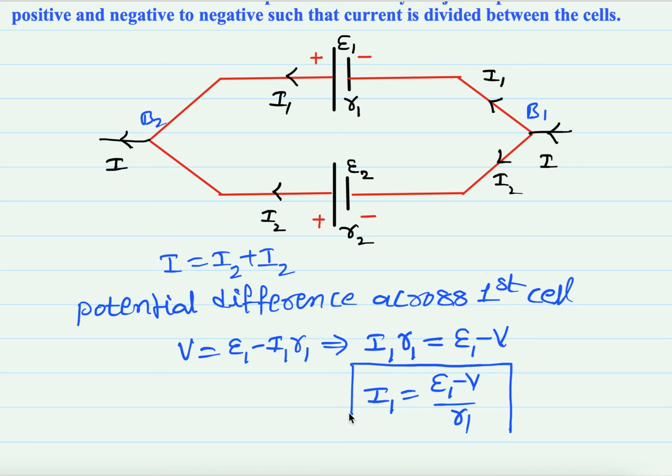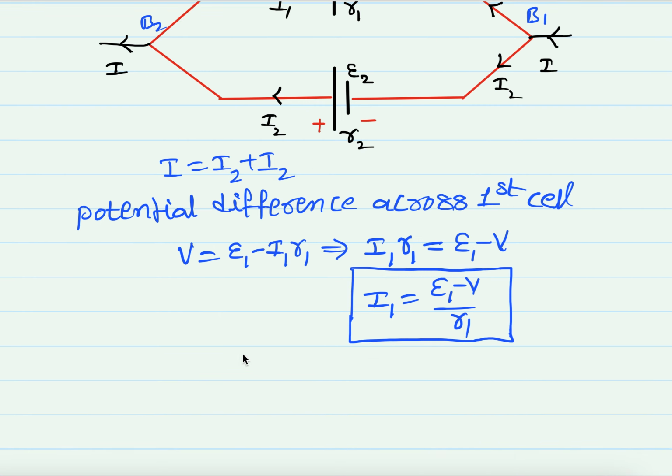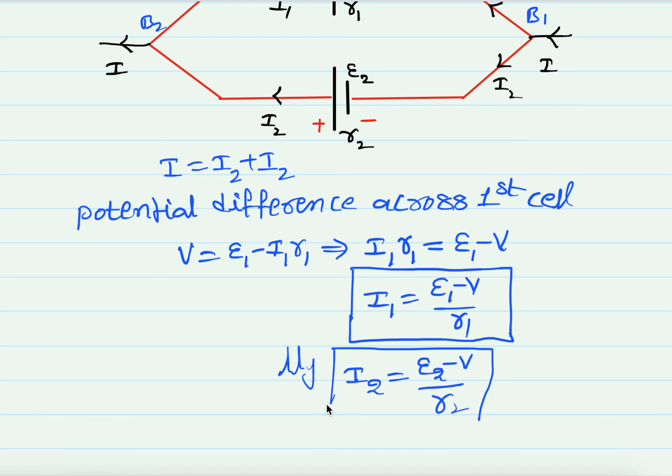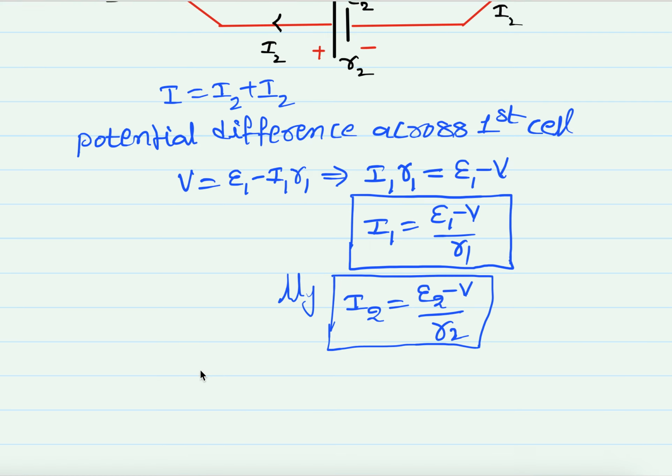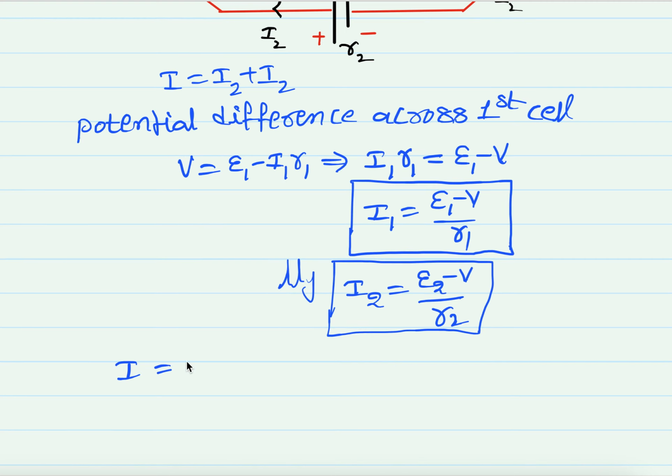So this is the current passing through cell 1. Now similarly, I2 is equal to (E2 minus V) by R2. This is the current passing through the second cell of EMF E2. Now these two currents I'll substitute in the total current equation. So then I is equal to I1, that is (E1 minus V) by R1, plus (E2 minus V) by R2.